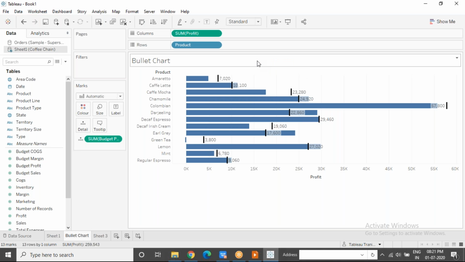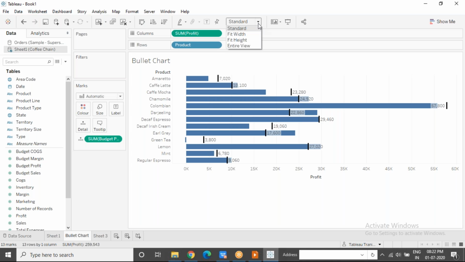Okay, I hope all of you are following. It did not reach because the target is here and the bar stopped here. It made a profit of only 4,890 when in reality it was expected to make a profit of 7,020. All right, so it did not reach the target.